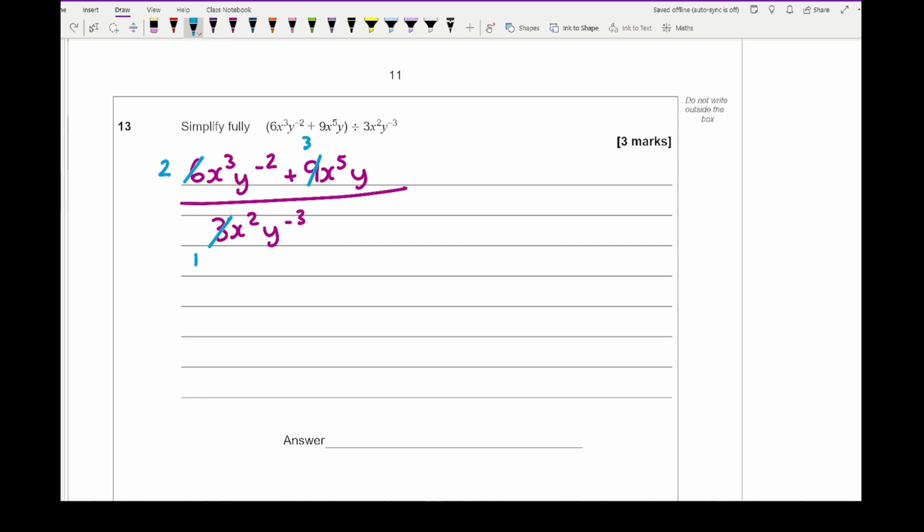The smallest power of x is 2, so I take away 2 x's from both sides. That's just going to turn to a single x, and that'll turn to a 3. So what I'm left with is 2x y to the minus 2 plus 3x cubed y over y to the minus 3.